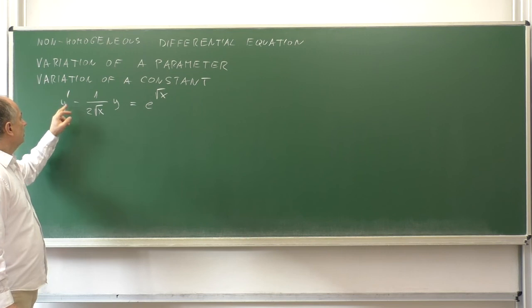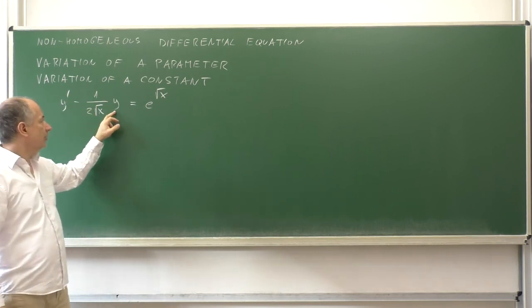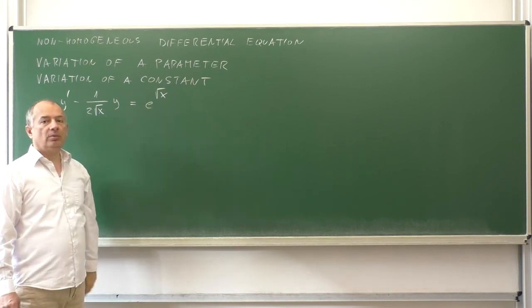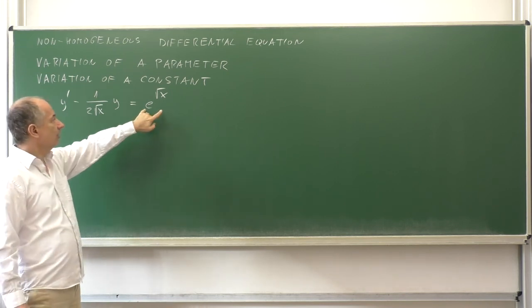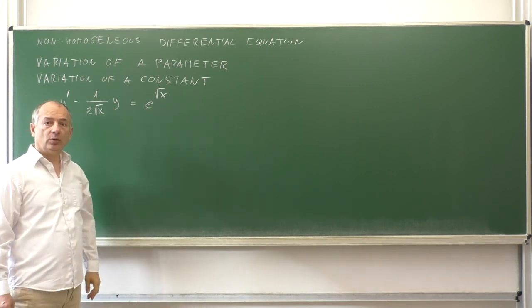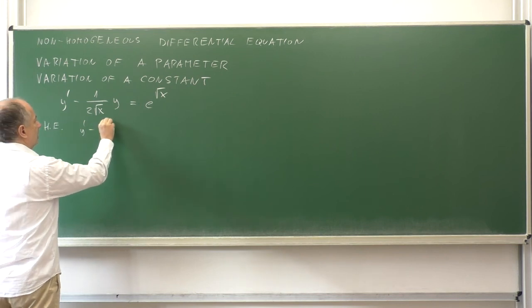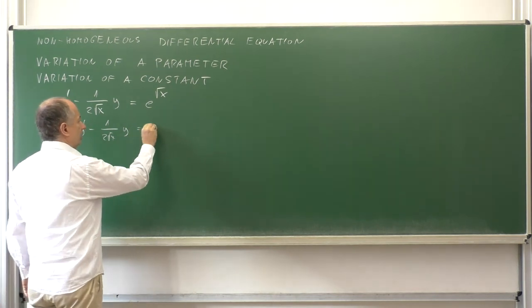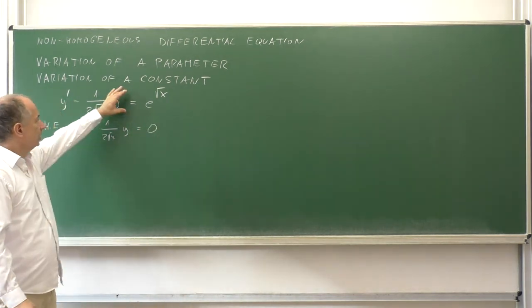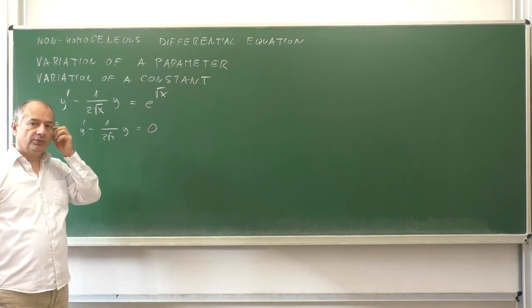Let me explain this method using the following example. Consider the differential equation y derivative minus fraction 1 over 2 square root of x times y is equal to e to the power of square root of x. This is a non-homogeneous equation because it contains some expression without y. So first step, we write the homogeneous equation. y derivative minus fraction 1 over 2 square root of x times y is equal to 0. This is a different equation, it has different solution, but it will be useful for us.